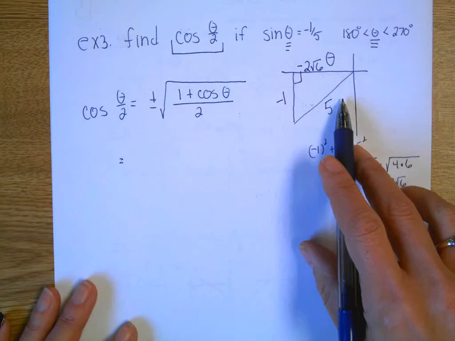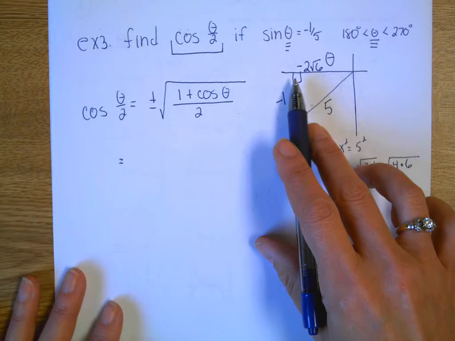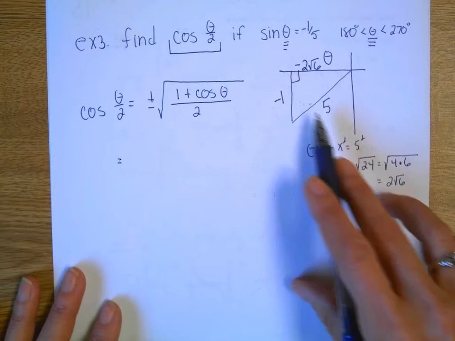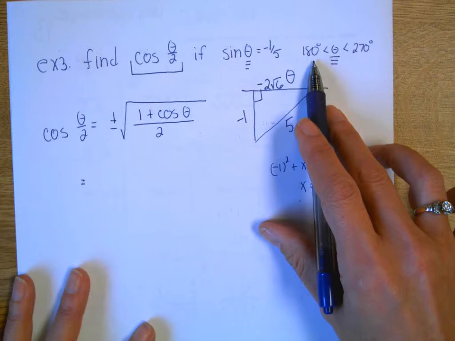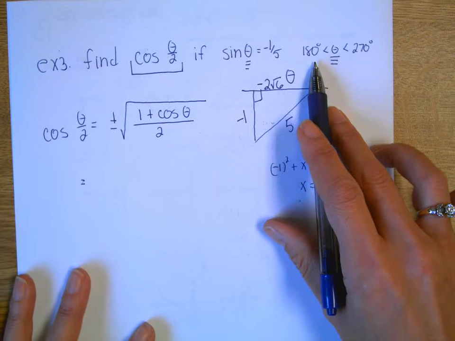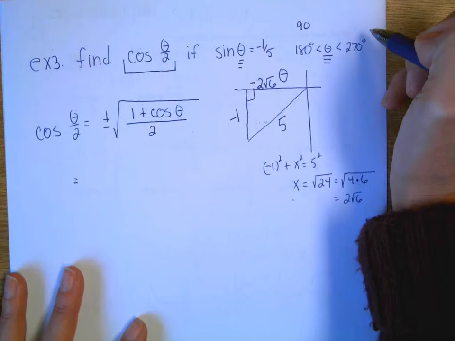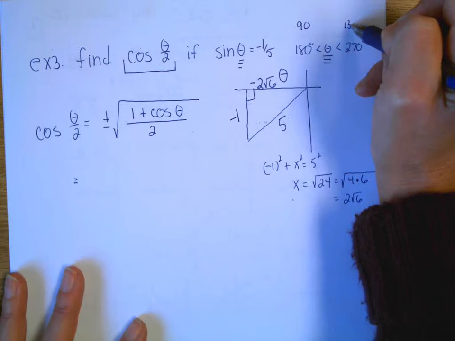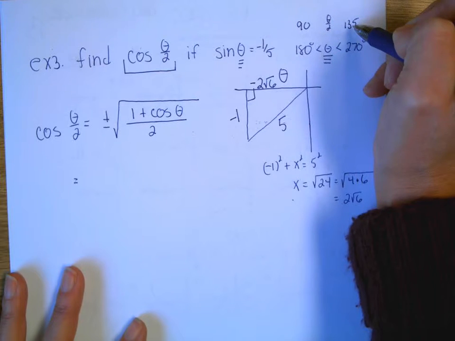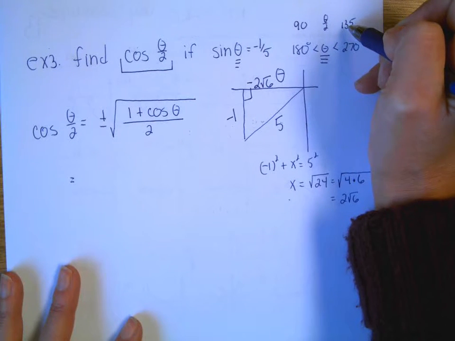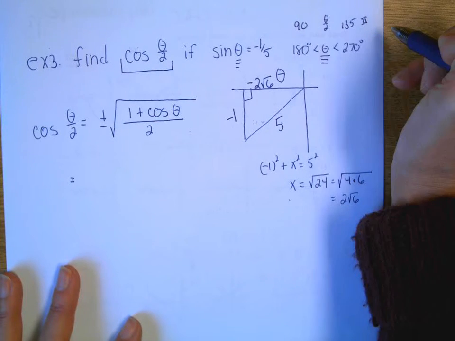I'm trying to find the cosine of whatever angle this is cut in half. Let's think about what it could be. This right here would be 180. Theta is between 180 and 270. Let me cut this in half and see where I could end up. What's half of 180? 90. What's half of 270? 135. So theta divided by 2 is between 90 and 135. Where is 90 to 135? Quadrant 2. So theta cut in half is in quadrant 2.